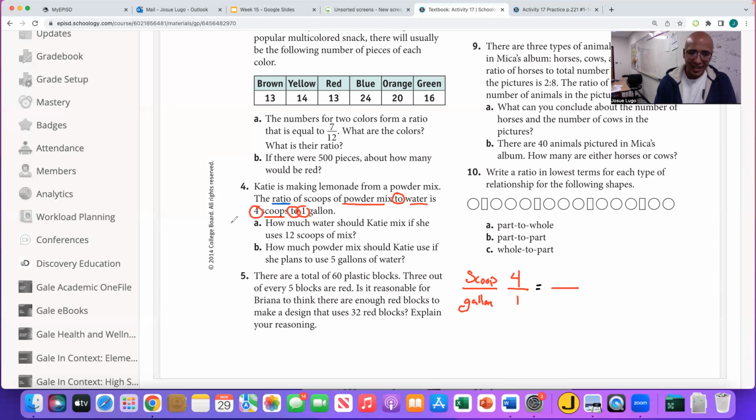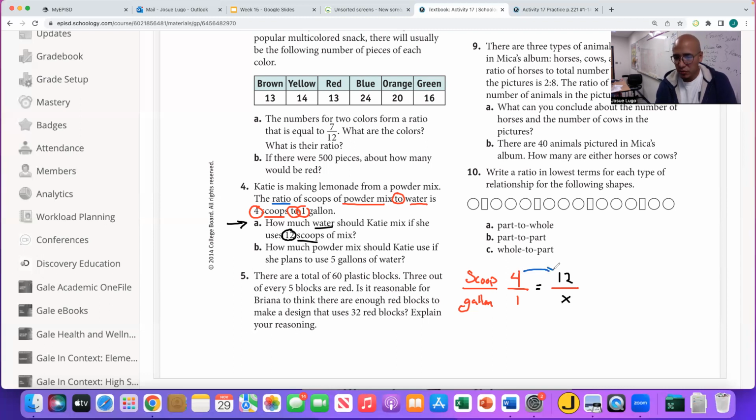So number 1, or letter A, how much water would Katie mix if she uses 12 scoops of mix? So obviously, I'm going to put the 12 into this and ask yourself, where's the 12 going to go? Is it going to go on the top or is it going to go on the denominator? Think about it. Well, obviously, the 12 is going to go on the numerator because that's where scoops is. And it's 12 scoops. So just like the 4 scoops were on top, the 12 scoops need to go on top. And it's asking how much water. In other words, we don't know how many gallons of water we're going to need. We have 12. All right, let's go ahead and solve this problem, ladies and gentlemen.